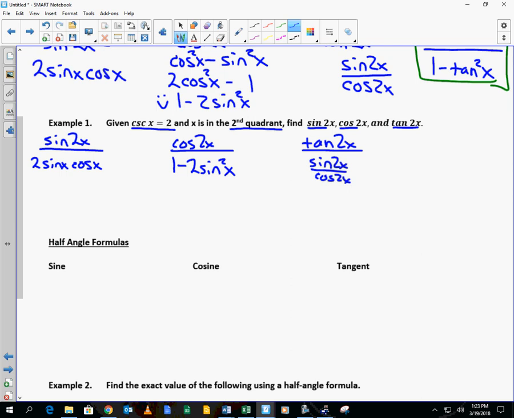So it would be helpful if I knew sine of x and cosine of x, wouldn't it? Then I could evaluate what sine of 2x is. Do I know what sine of x is? What is sine of x? Yeah, if cosecant is 2, then sine's 1/2.